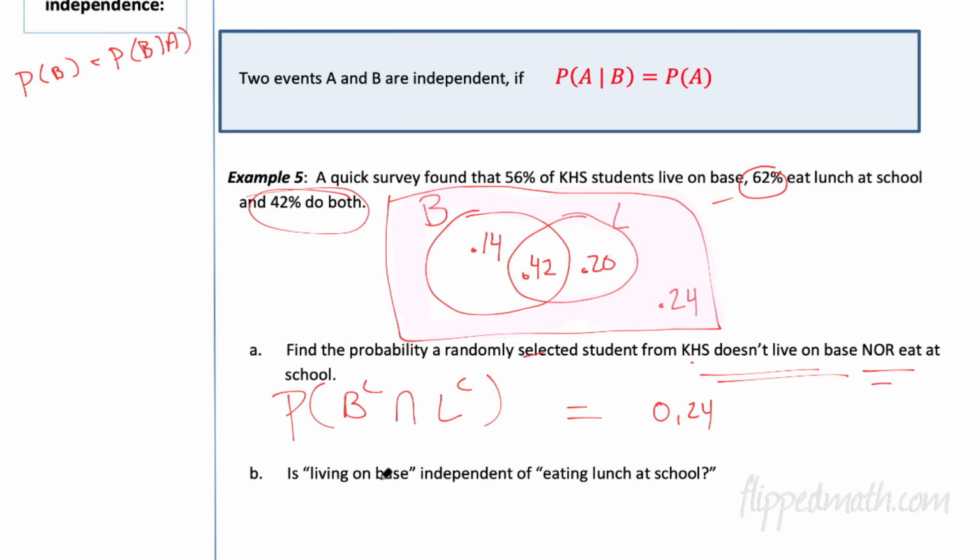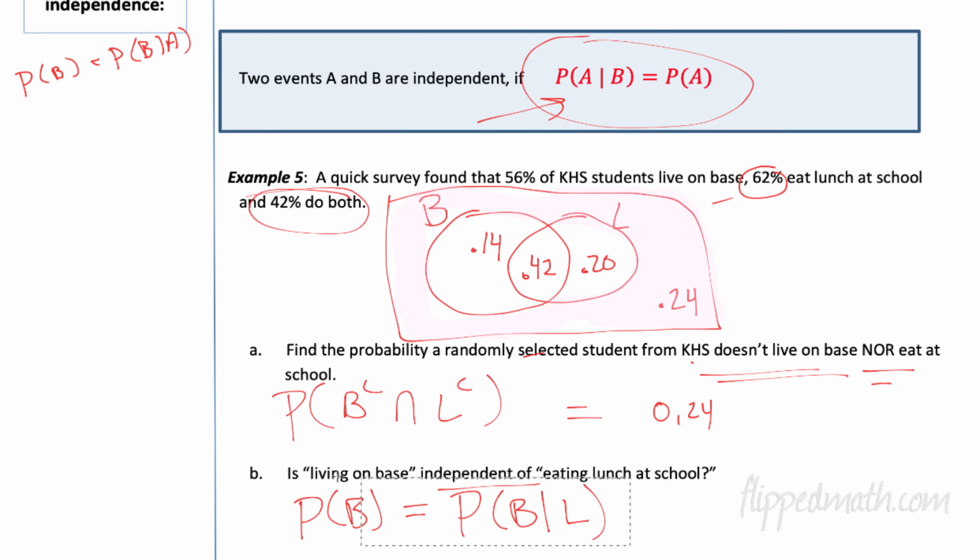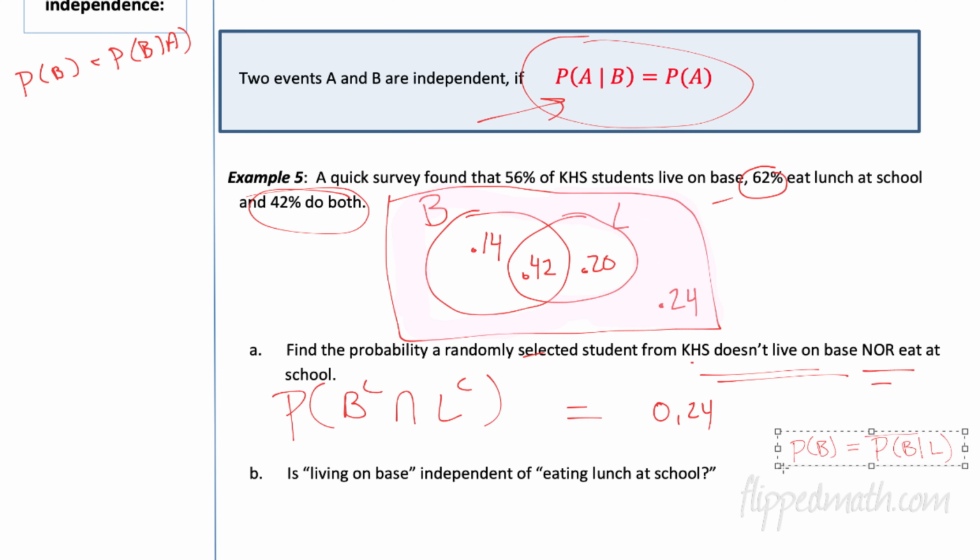And here's the question. Is living on base independent of eating lunch at school? Whenever they're asking about independence, let's use this formula right here. We just need to find whether the probability of living on base is equal to the probability that you live on base given that you eat lunch at school. So how can we figure that out? What's the probability to live on base? It's these two things. Just do this in your notes. The probability to live on base, we said that before, is 0.56.